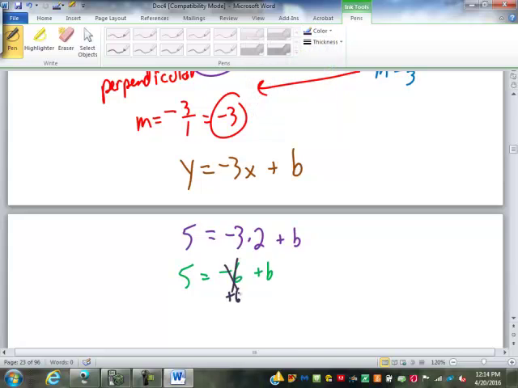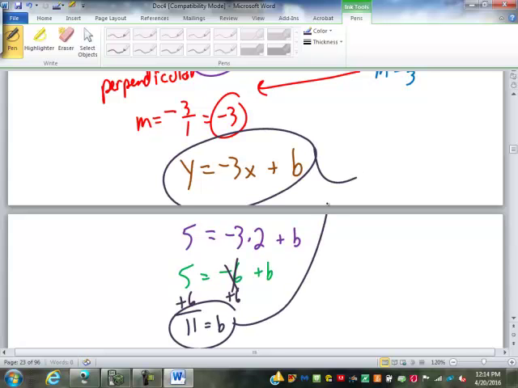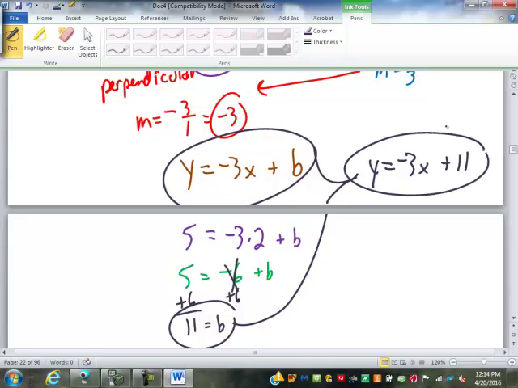Adding 6, get rid of the negative 6. So 11 equals B. And we can put that back into our original form of the equation. Y equals negative 3x. And instead of plus B, it's a positive 11. So plus 11 is our equation.